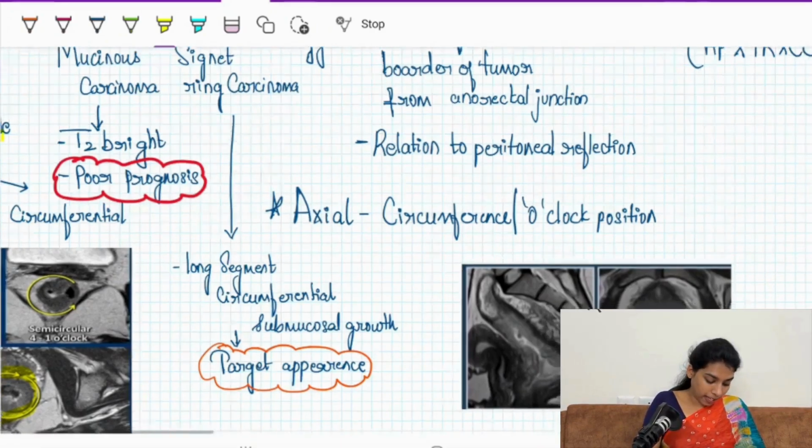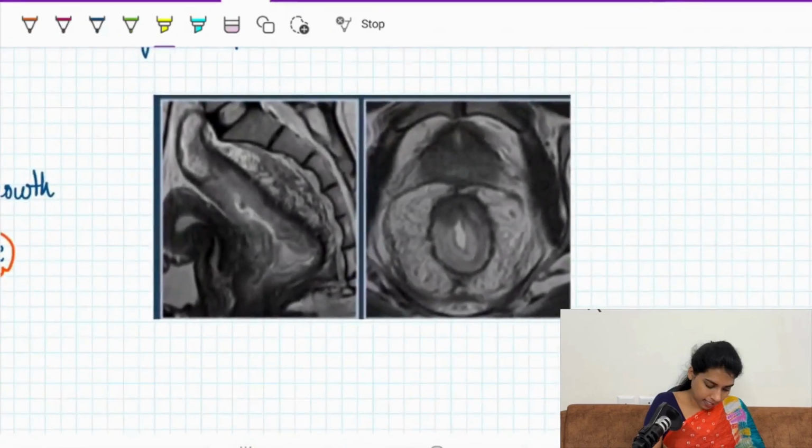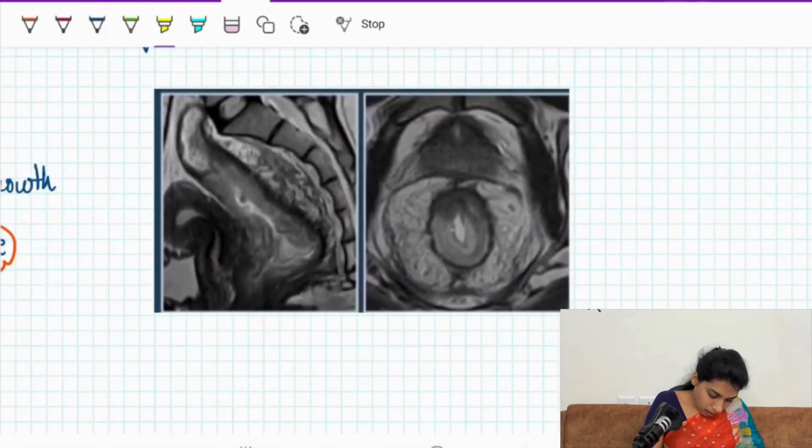What do I mean by that? It does not involve the mucosa, it is a pure submucosal growth. That we can see on this example where this is the mucosa. I'll just use a different line. This black line you guys are seeing, this is the mucosa. And this mucosa is very smooth. There's no breach in that mucosa. That T2 hypointense line is intact.